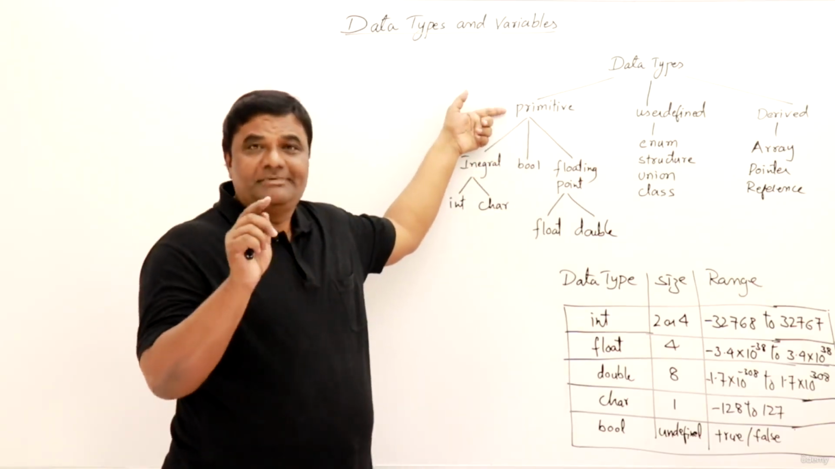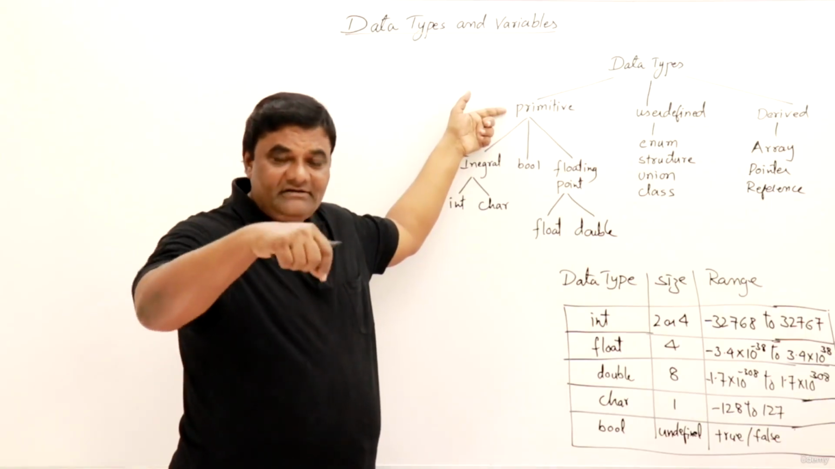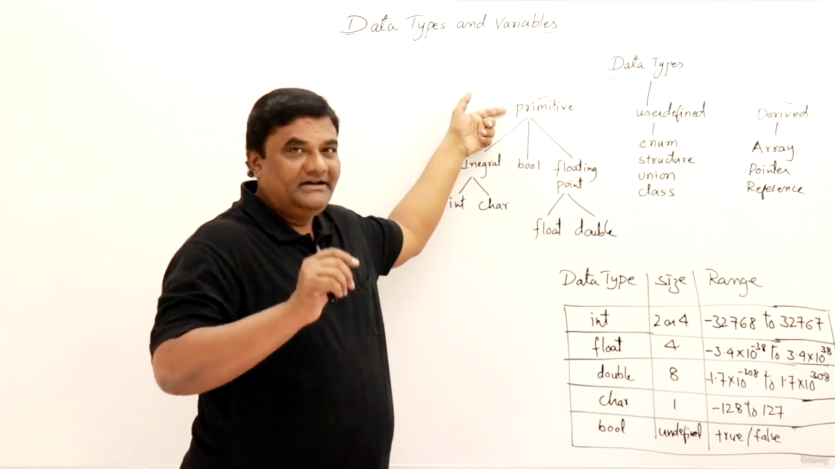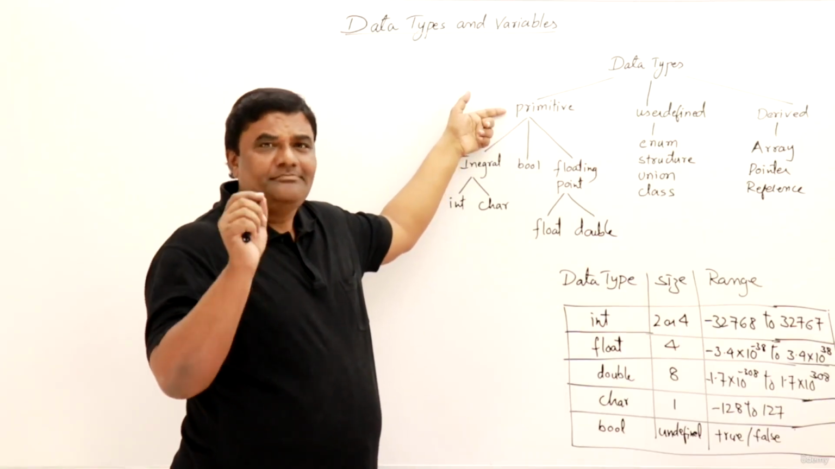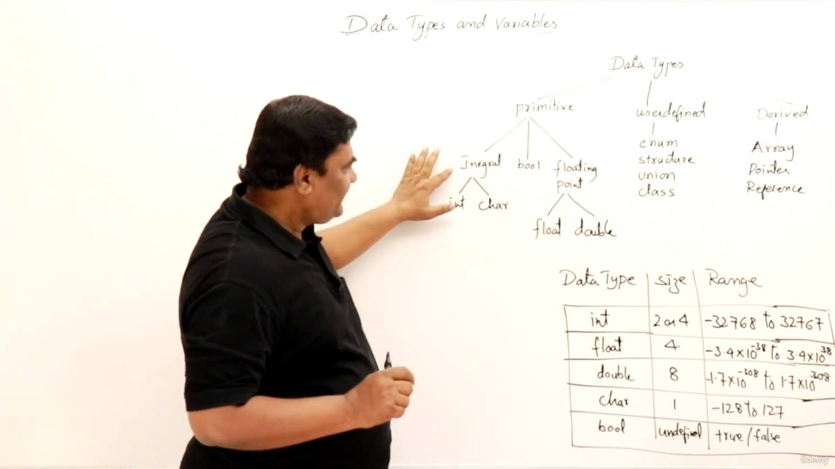These are called primitive data types. Primitive means in-house, living, right? The ones which live inside C++, so they are directly provided by the compiler. So primitive data types are the basic data types of C++. They are of three types.